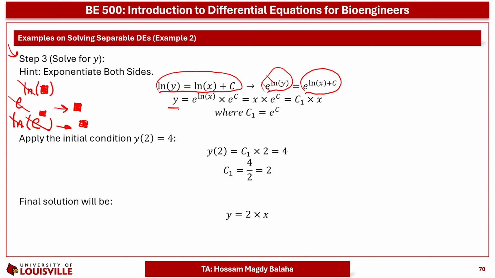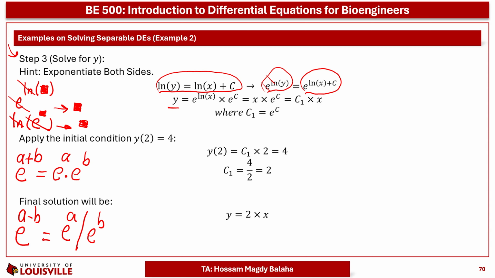And there is another rule. If you have exponential of a plus b, this will equal the exponential of a multiplied by the exponential of b. And if you have the exponential of a minus b, this will be the exponential of a divided by the exponential of b. So for the exponential, the plus is converted to multiplication and subtraction is converted to division.